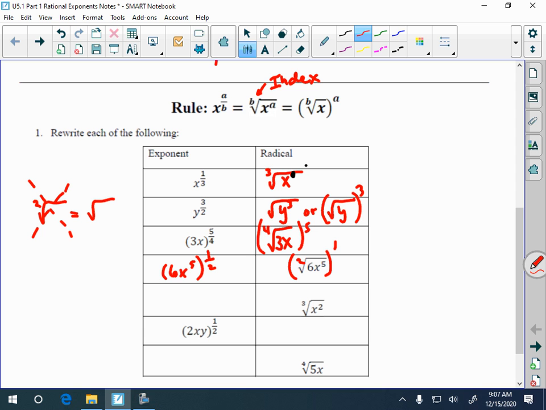All right, next one, cube root x squared. So this is going to be x, and we're going to raise that to the 2/3. So the cube root, remember that 3 goes into the denominator.